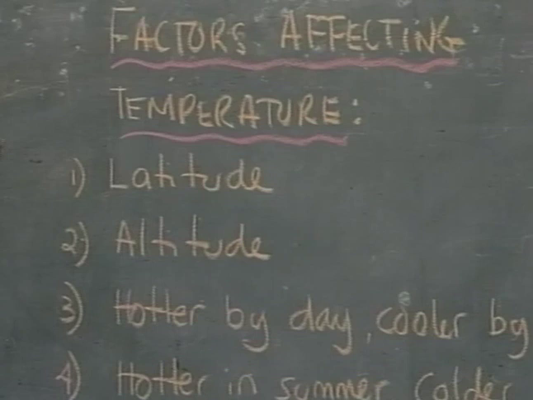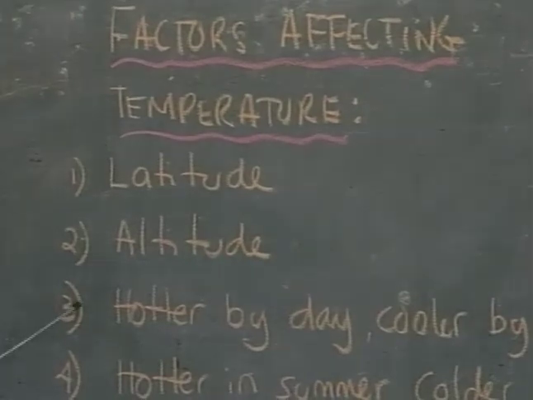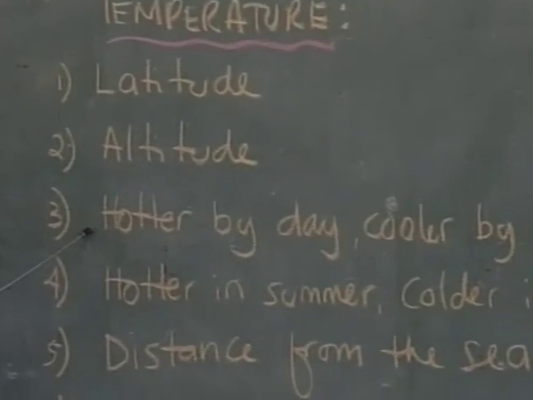Altitude is to do with height. For every 1,000 meters of rise, we go up, temperatures decrease by 6.5 degrees Celsius. Hotter by day and cooler by night.